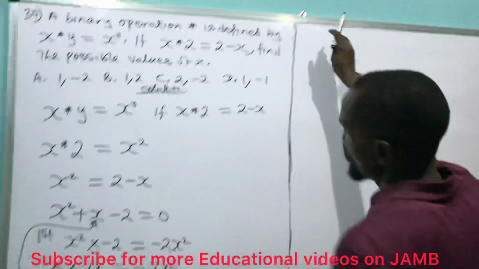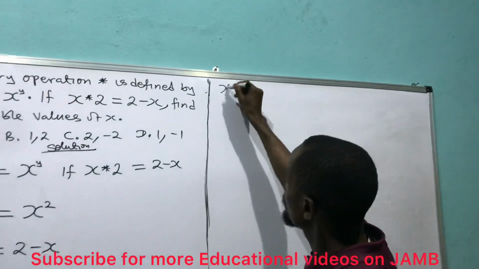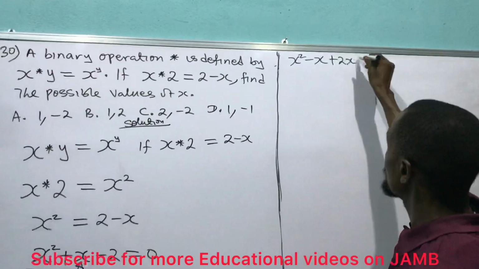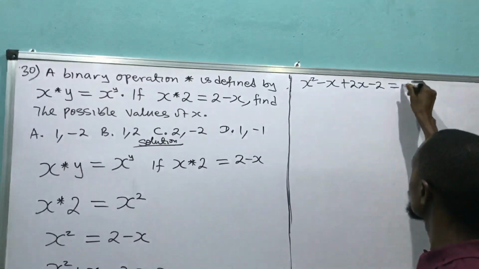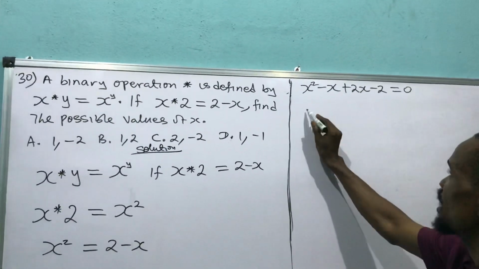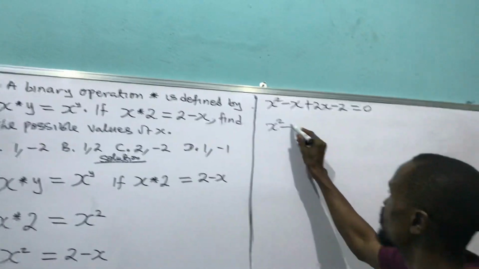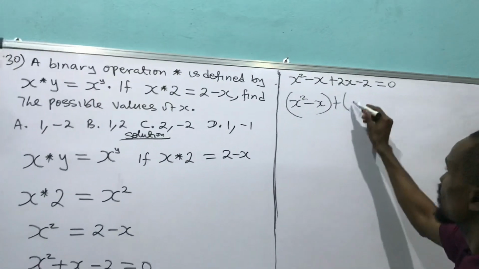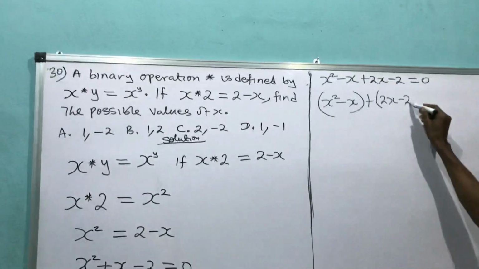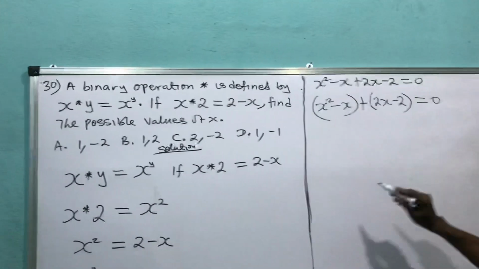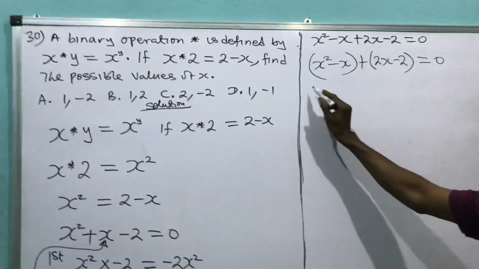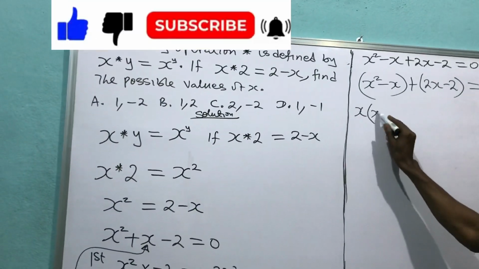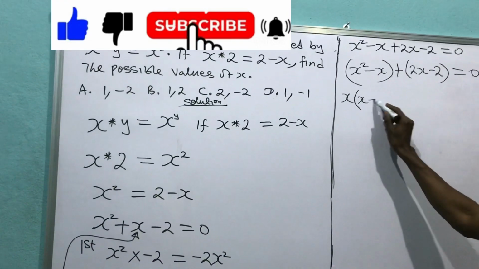Can we come over here to solve it? I'll have x squared minus x plus 2x minus 2 is equal to 0. Then now I can share it. I have x squared minus x in bracket plus 2x minus 2 in bracket equals 0. What is common among these? x. I can bring the x out. x divided by x squared will leave me with x, and x divided by x will leave me with 1.